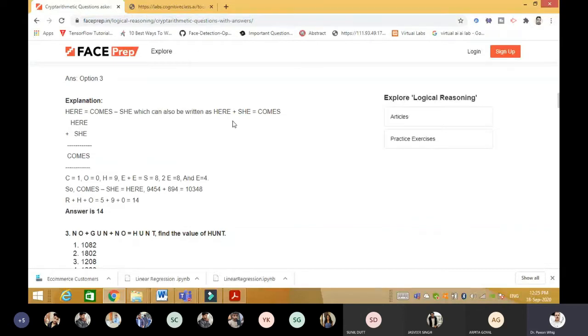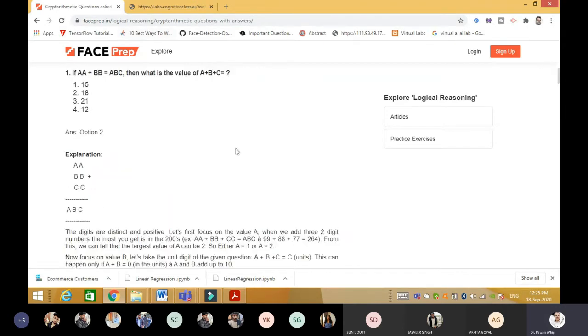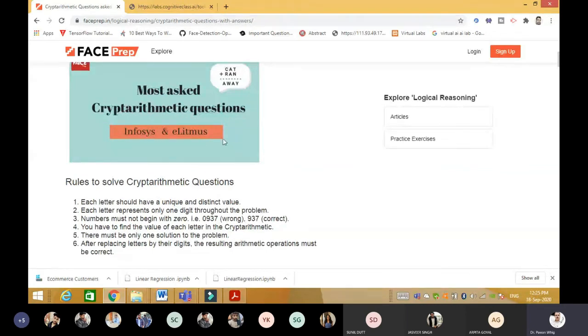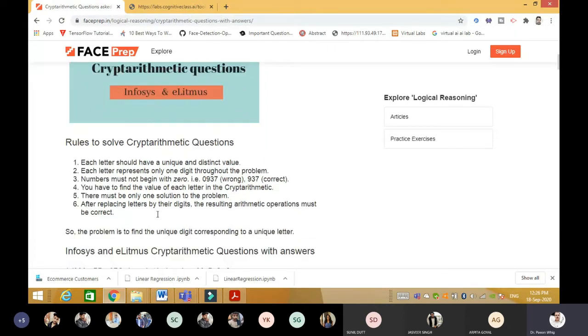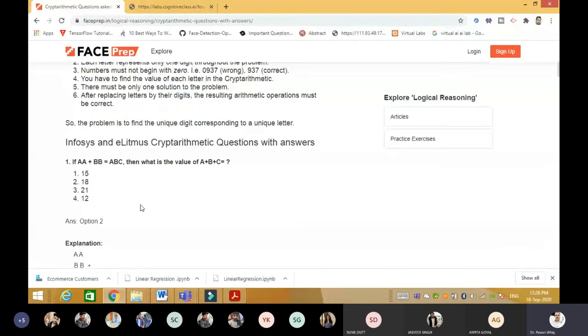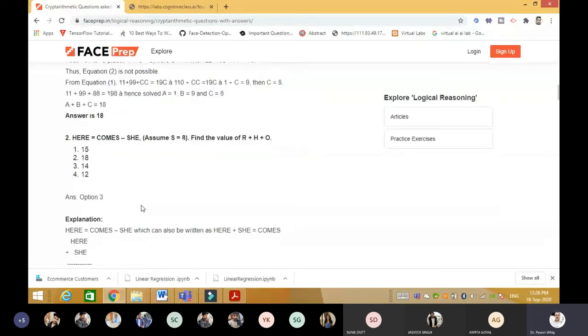I will post it on your WhatsApp group, or otherwise you note it down. You have to solve all the questions provided here, because these are the questions asked by eLitmus, Infosys, and most of the questions are asked in logical reasoning. It is asked in the exam, and the same was asked last year. It is asked in your exam also, in your main exam also.